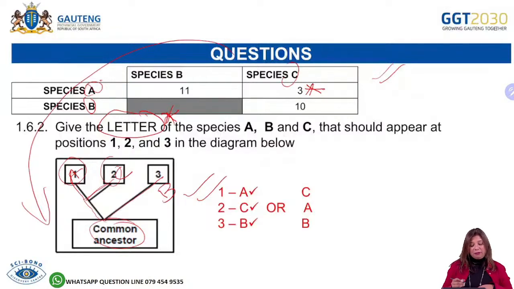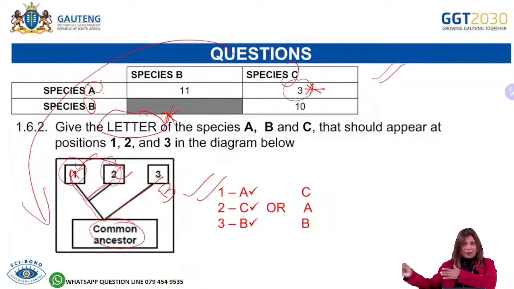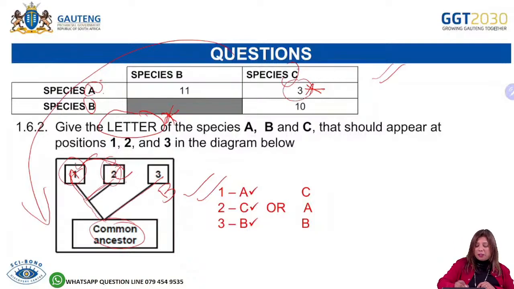So there we go. I didn't lie. Number 1 would be A, or it would be C, because remember, it could be A or C. And then number 2 would be C or A, because remember, C and A have only 3 differences, so that would make them more closely related. But species B has got 10 differences, so that would put species B right on the other side, on another branch, and there we'll find species B at number 3.